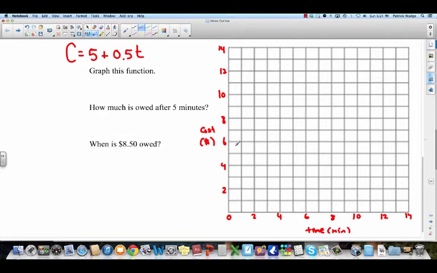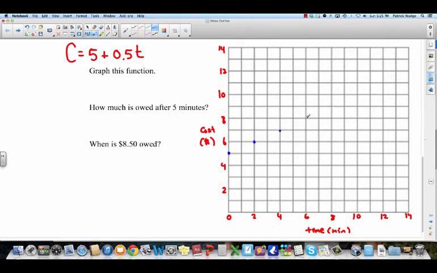At time 0, when you first get in the cab and no time has passed, how much do you owe? You owe $5. Now after every minute you owe another $0.50. Or the way you could do it is after every 2 minutes you owe another $1. So after 2 minutes you're up to 6. After 2 more minutes you're up to 7.